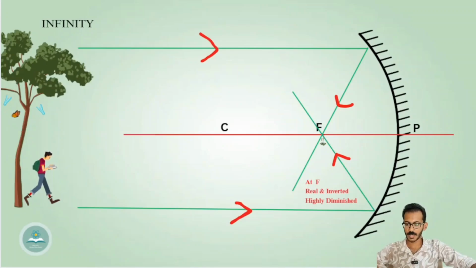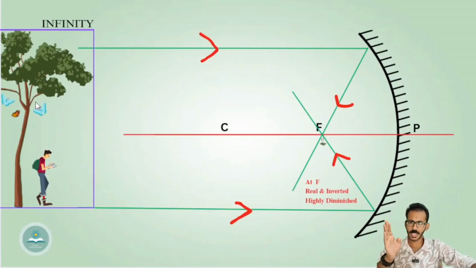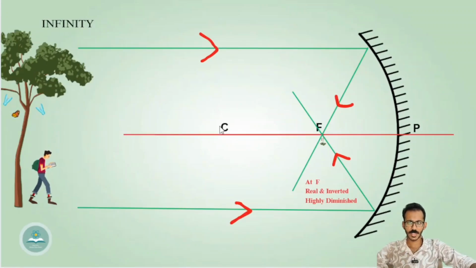We'll go to the next one. Now first we kept the object at infinity. Now we'll bring it a little closer to the mirror. In the next case, I'll bring it closer to the center of curvature. We'll usually say it like beyond C, beyond center of curvature.